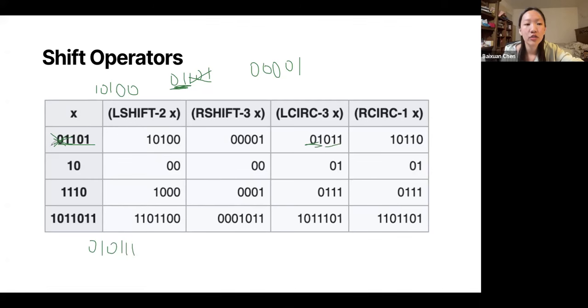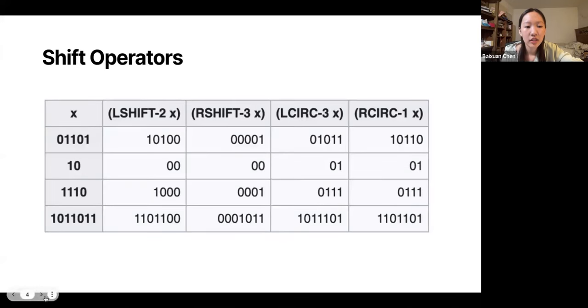So if we were to do right circular 1 for 0, 1, 1, 0, 1, they would delete the 1 at the end, and then they would add it to the front. So are there any questions about this? No questions? Okay.